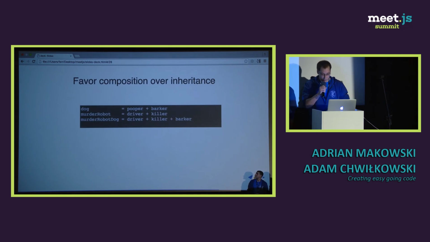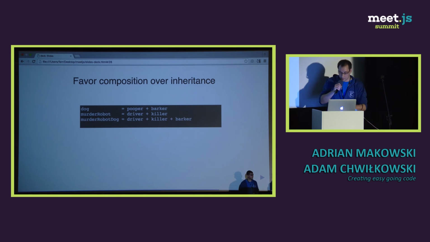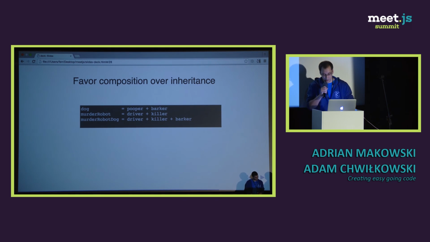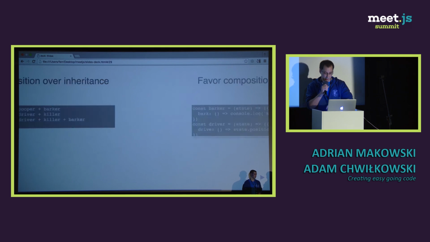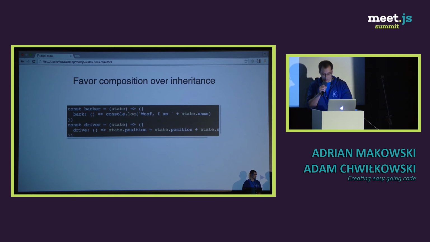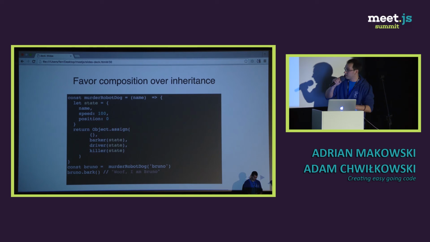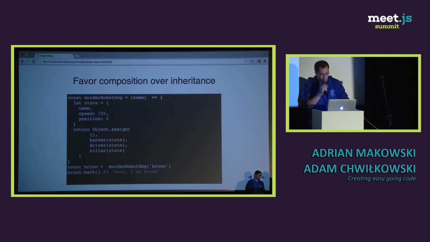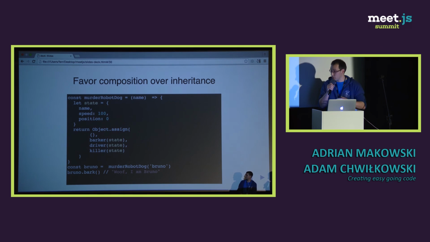That's why we should focus on behaviors. So let's sum it up. Dog is pooper and barker. Murder robot is driver and killer. And murder robot dog is driver, killer, and barker. When you do something like that, you can easily change it to functions and assign them to your newly created class, murder robot dog. This way, you can create your code from many small blocks, and this makes your programming process really flexible.